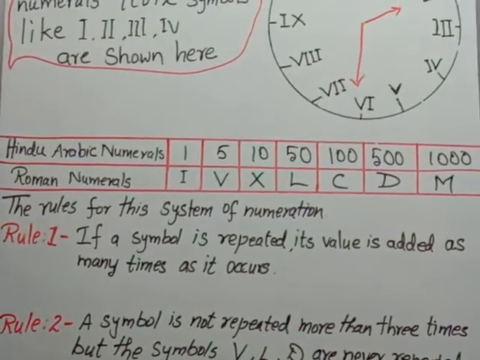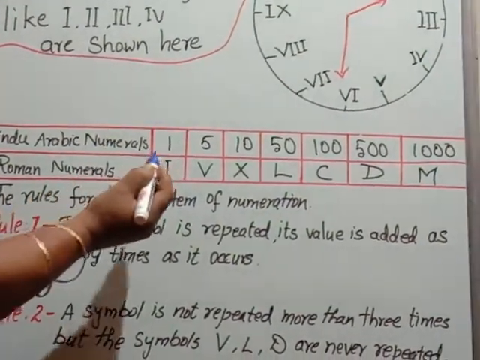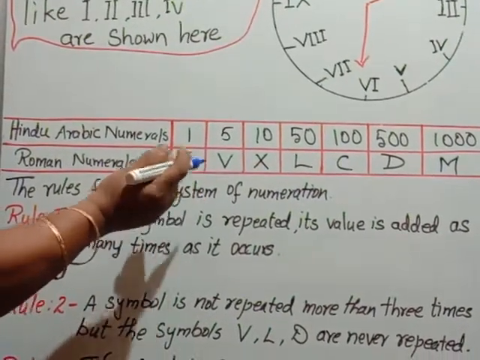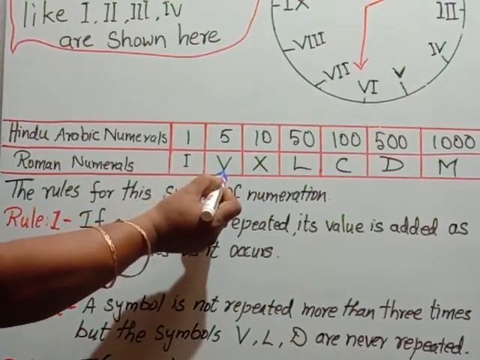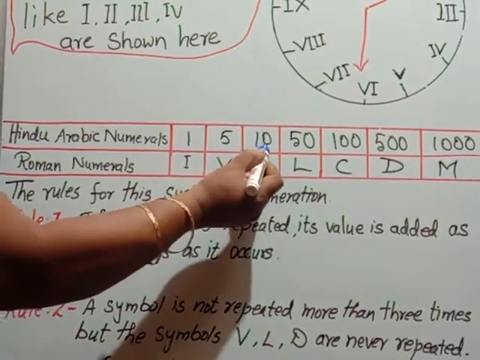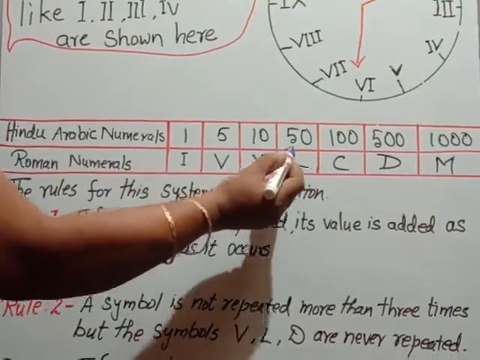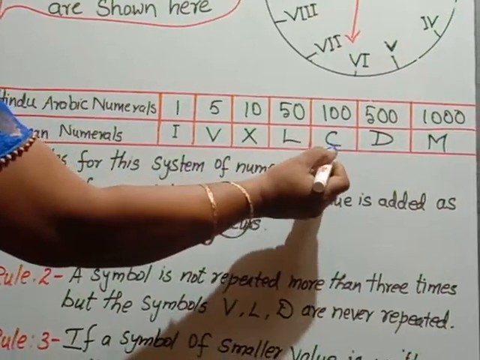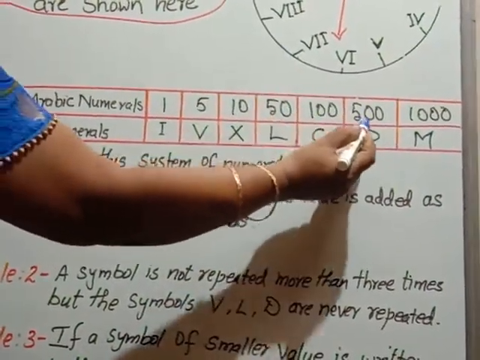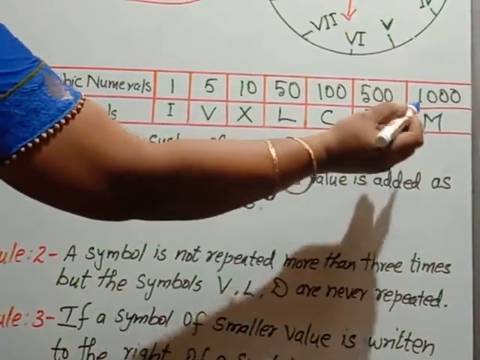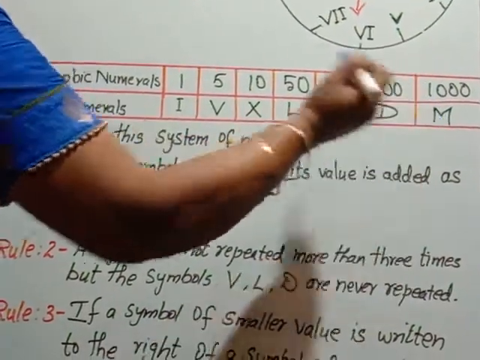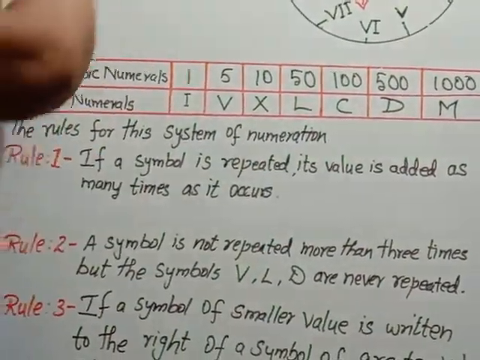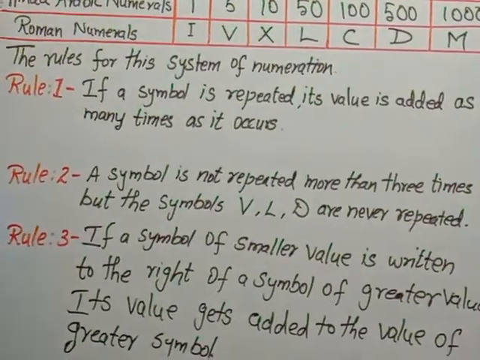Shall we compare Hindu-Arabic numerals and Roman numerals? Yes. In Hindu-Arabic numerals, 1 is represented in Roman numerals as I. For 5, they use the symbol V. For 10, they use X. For 50, they use the letter L. For 100, the letter C. For 500, the letter D. For 1000, the letter M. With the help of these 7 letters, they write all the numerals they require.